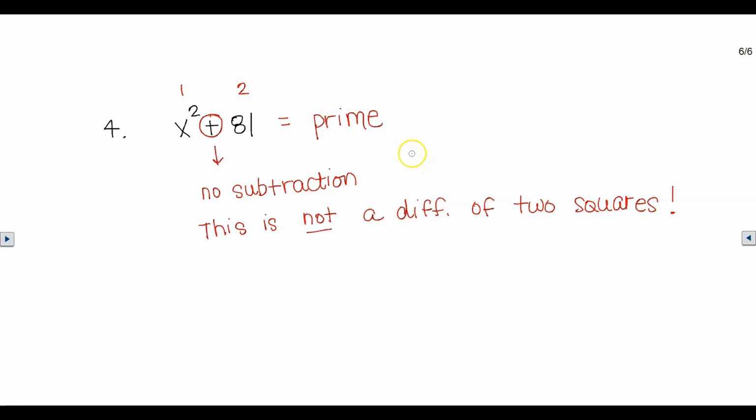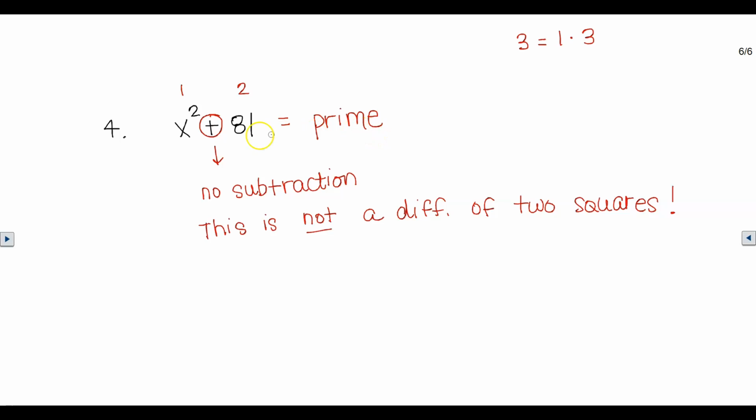And that does go back to something you already know about. Your prime numbers: the only way to get a prime number is from multiplying 1 times itself. So, for example, 3 is a prime number because the only way to get it is 1 times 3. When I see x squared plus 81 and I realize that I can't factor it because it's not a difference of two squares, I say that it's prime.